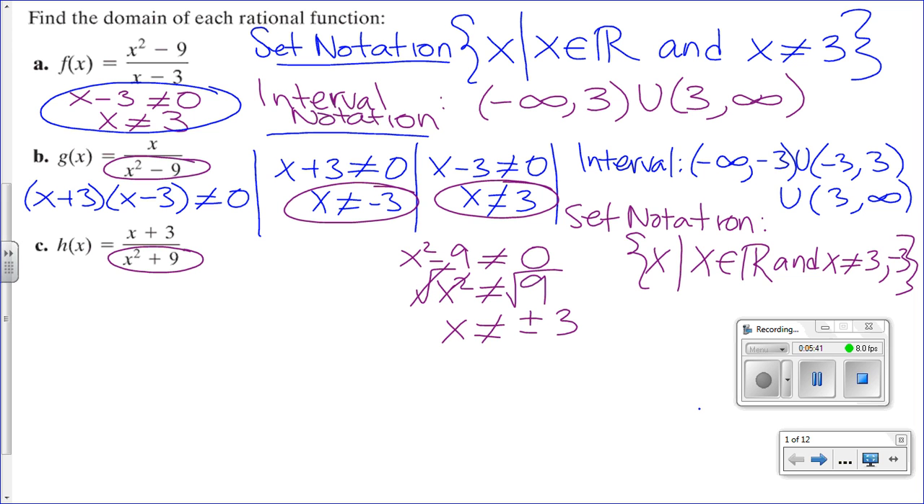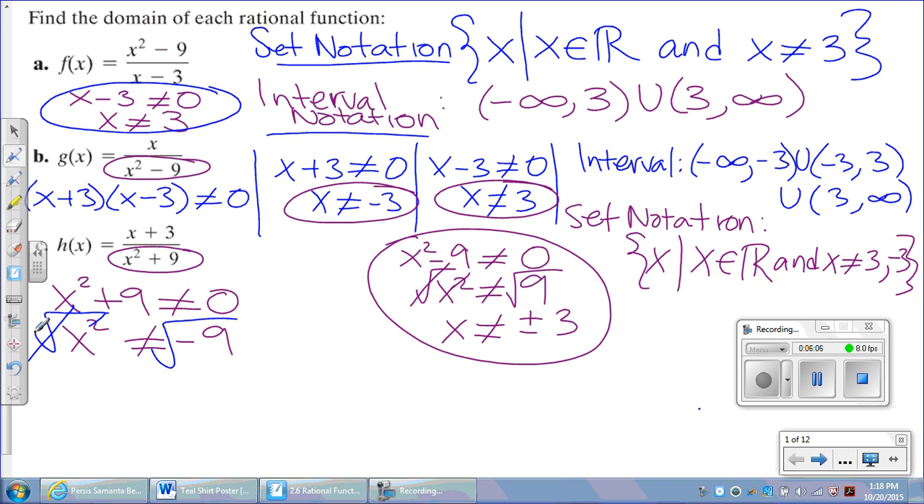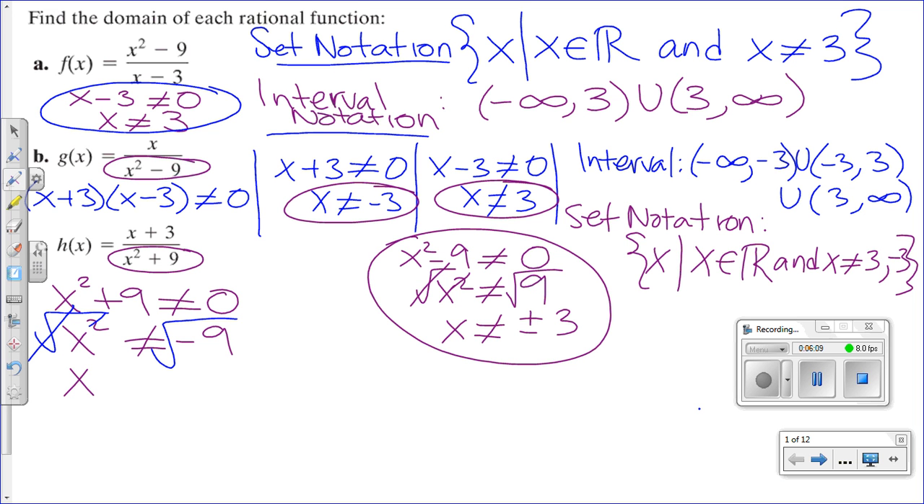So now I'm going to try to do part C the same way. I take the denominator and say that it cannot equal 0. Once I move the positive 9 to the right side, that will be a negative 9. Now here I'm going to take the square root to undo the square, so we will have an x. In the set of real numbers, we will say there is no real solution.